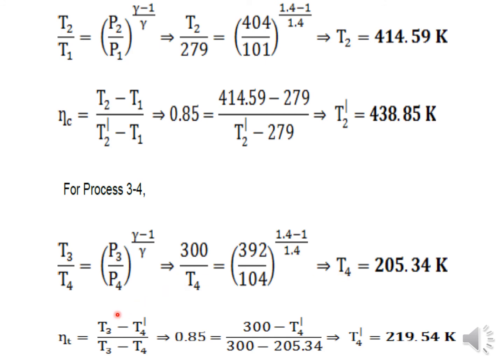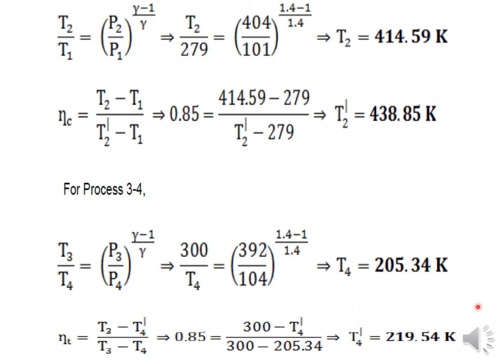So again, I know the turbine efficiency, T3 minus T4 dash divided by T3 minus T4. So this is isentropic efficiency. This is actual temperature difference and isentropic temperature difference. So using this you find out T4 dash.